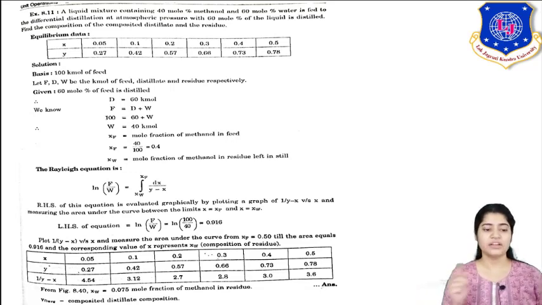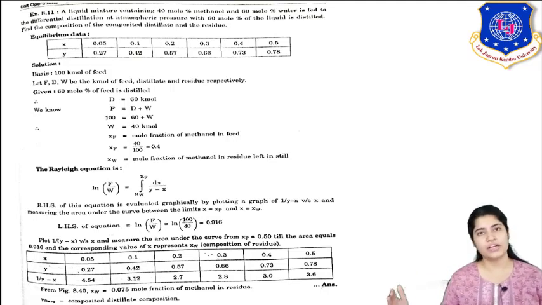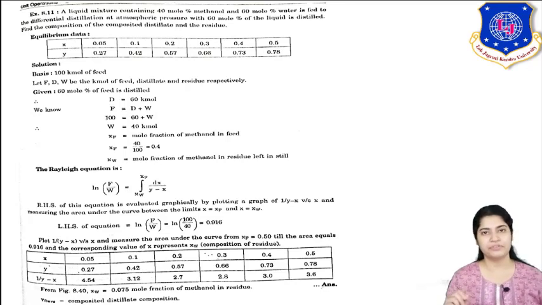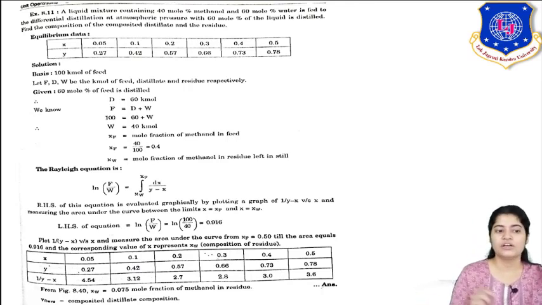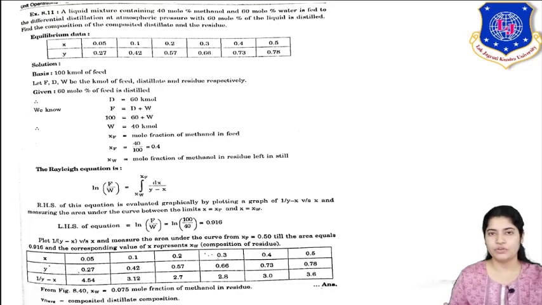Now here the equilibrium data has been given. If not given, you can generate your equilibrium data from an equilibrium relation. Here XY data is given. Now starting with the basis: because the feed amount is not given, we can take any basis. So here the basis is 100 kilomole of feed. Let F, D, and W be the kilomoles of feed, distillate and residue.